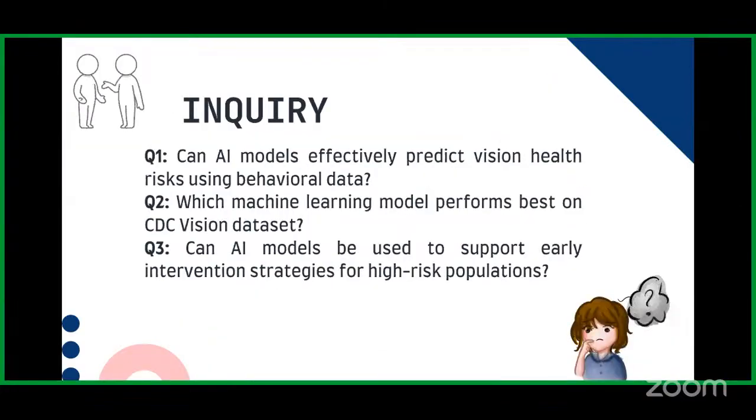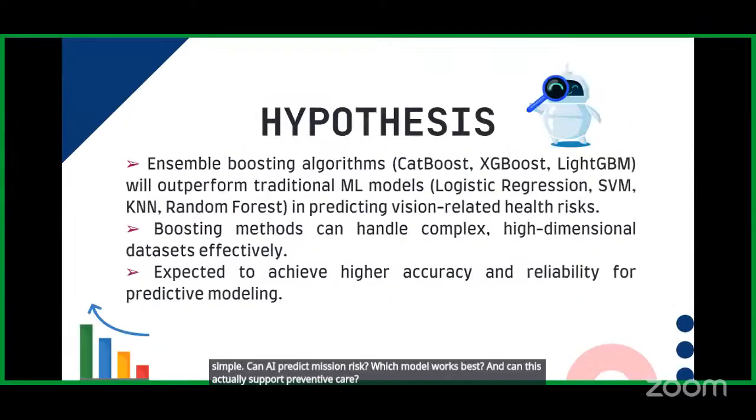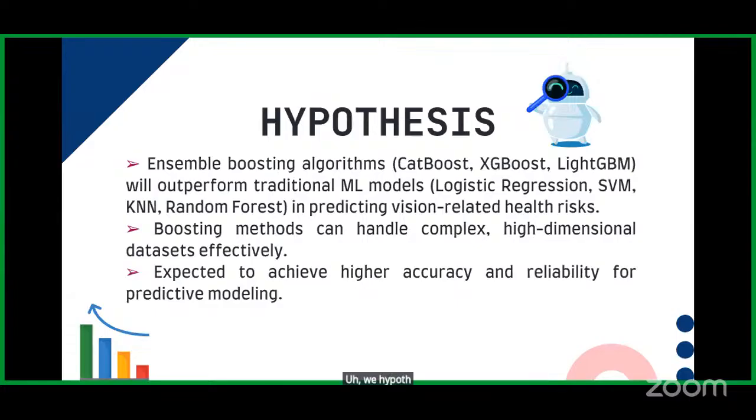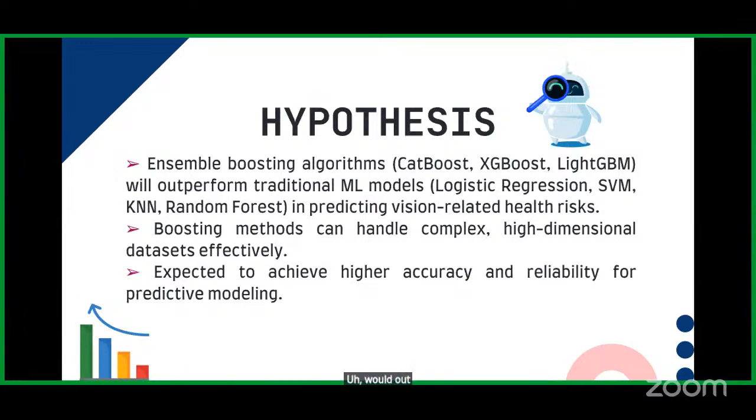Our questions were simple. Can AI predict vision risk? Which model works best? And can this actually support preventive care? We hypothesized that the boosting models like CatBoost, XGBoost, and LightGBM would outperform the traditional classifiers.